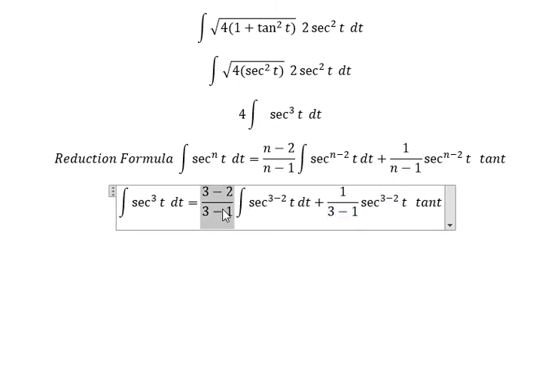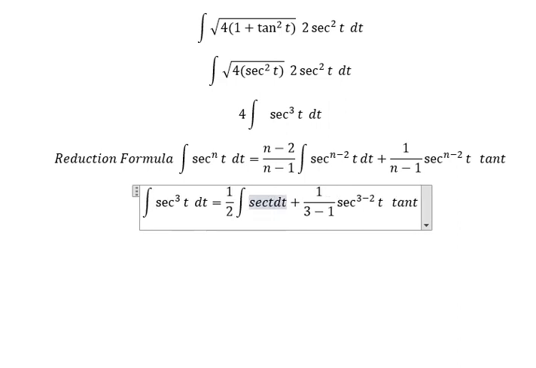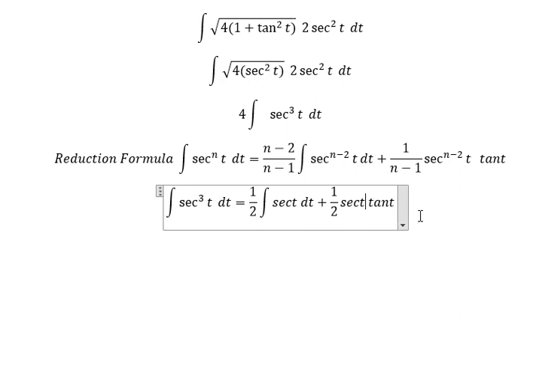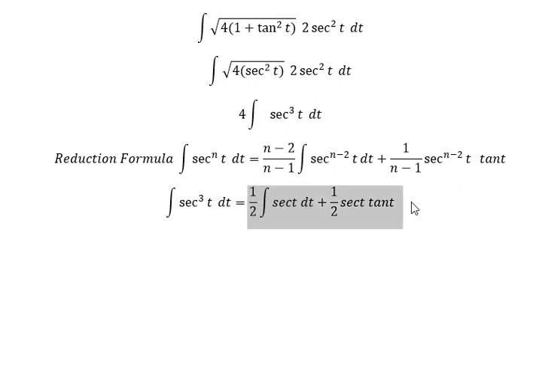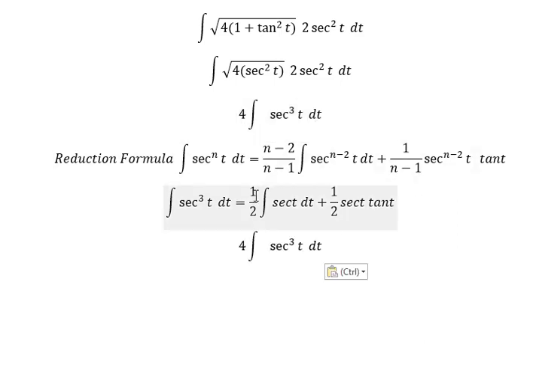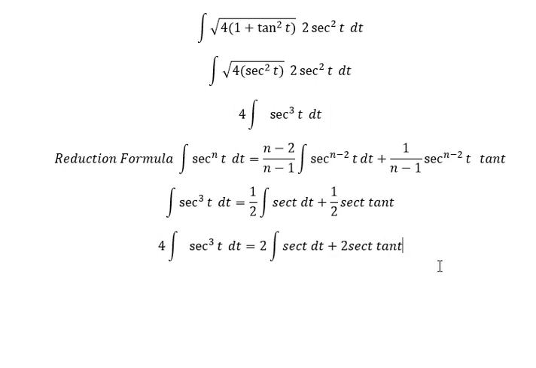So this one we got 1 over 2. This is secant t. This is 1 over 2. This is secant t. So we have number 4. We multiply with this one. And we got 2 times the integral of secant t plus 2 secant t tan t. And now we got the final answer.